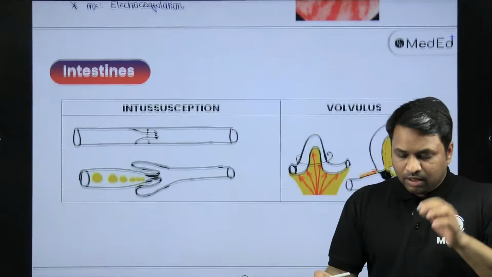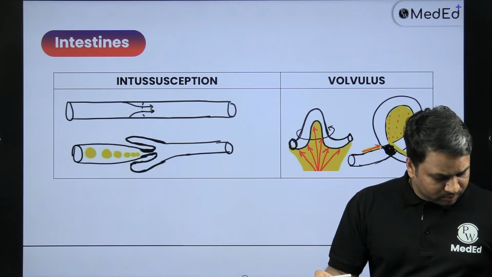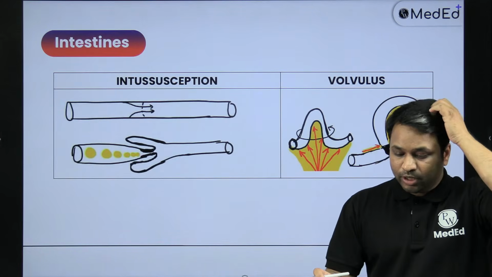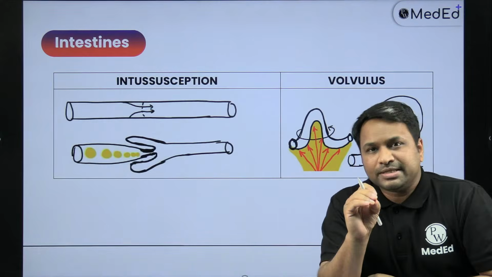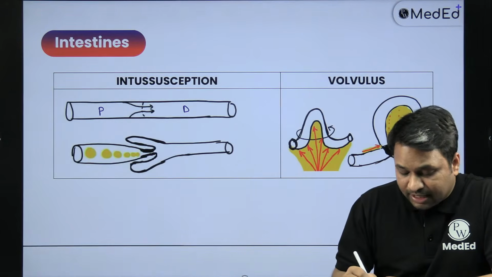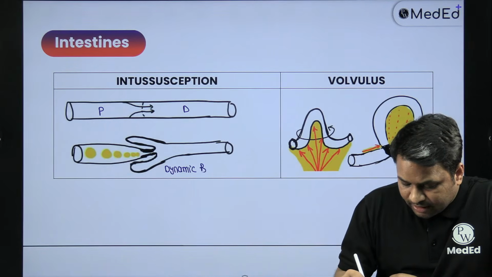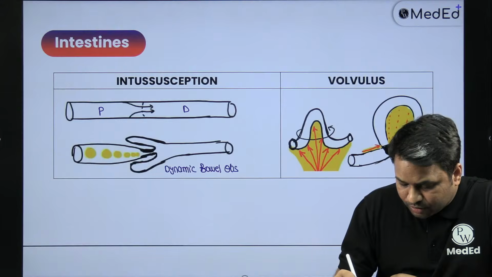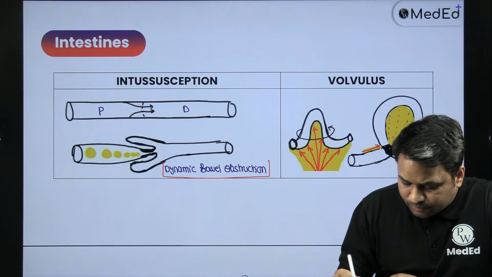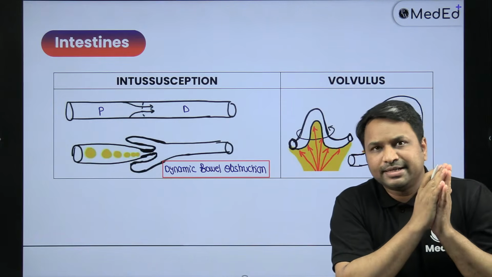Now, two conditions which are going to be repeatedly asked in the exam are intussusception and volvulus. The basic concept of intussusception is that the proximal end of the bowel telescopes into the distal end, resulting in dynamic bowel obstruction. That is what we call intussusception.